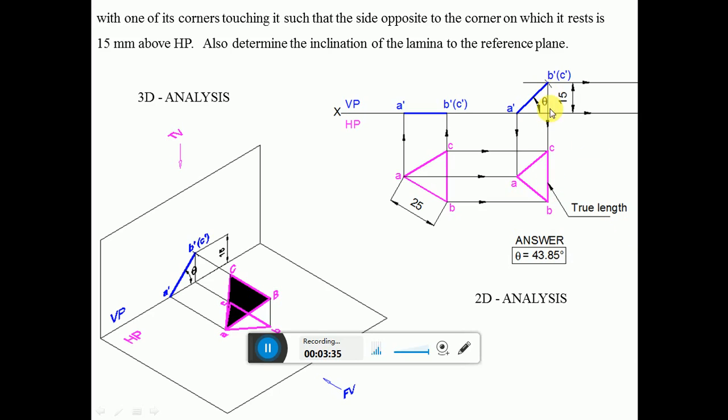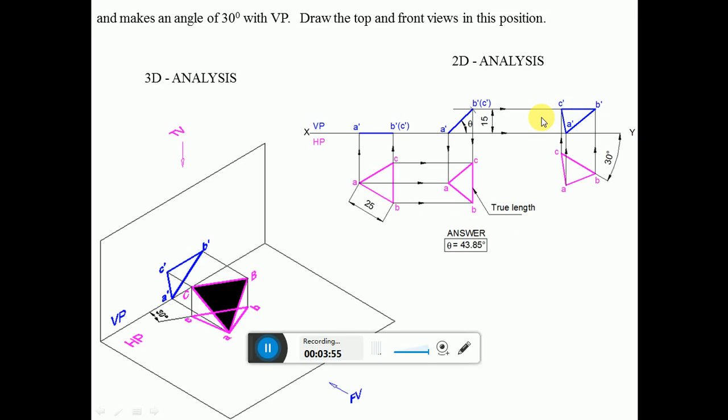It says to measure the inclination with respect to HP. So theta is 43.85 degrees in CAD. If you measure it in a manual drawing, you will get 44 degrees, by using the protractor to measure this angle with respect to the XY line. And it makes an angle of 30 degrees with VP, so here the true inclination is given. The length is also the true length because it is parallel to HP.